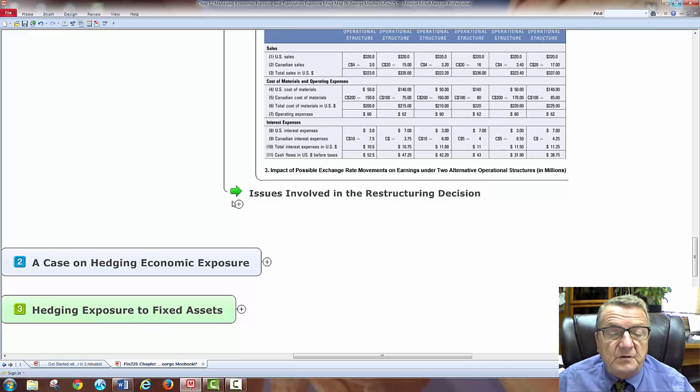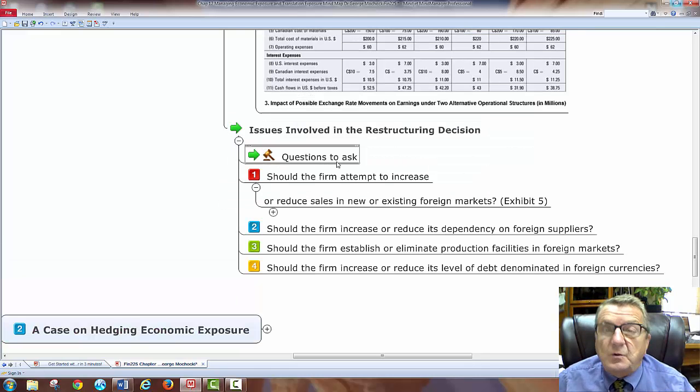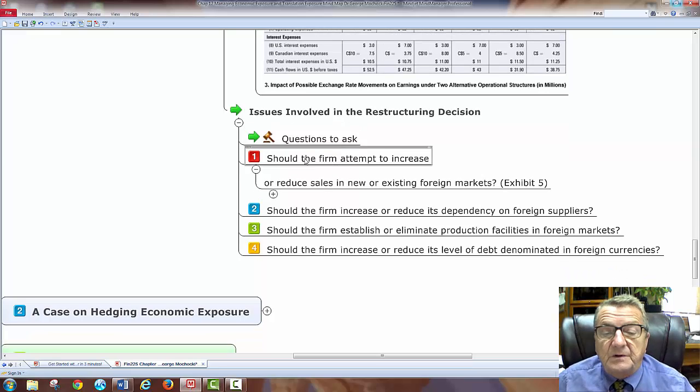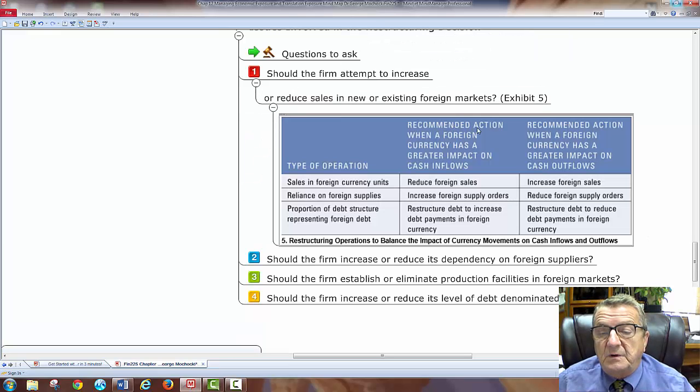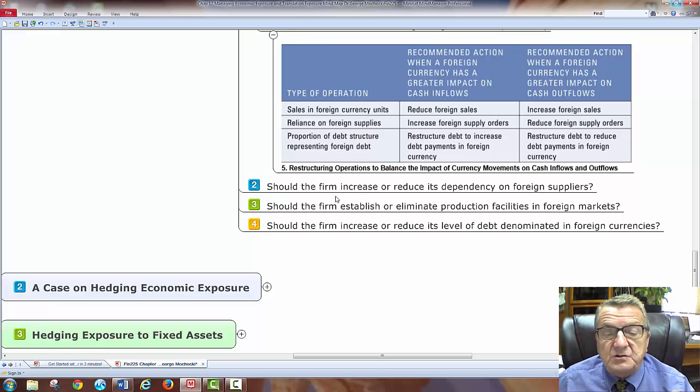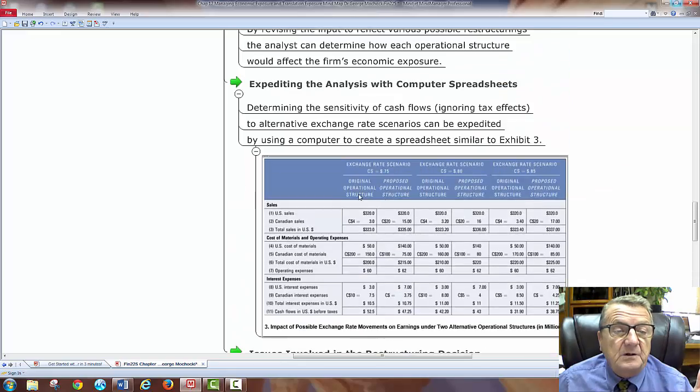Okay, issues involved in restructuring decisions. Questions that you have to ask. Should a firm attempt to increase or reduce sales in new or existing foreign markets? And here's the exhibit on here. So I'm looking at the recommended action when foreign currency has a great impact on cash inflows. And here's the recommendation for outflows. Read it. Like I said, stop it right now. Take your time. I read fast, I talk fast. Read for comprehension. And second, should the firm increase or reduce its dependency on foreign suppliers? Something you're already looking at here.